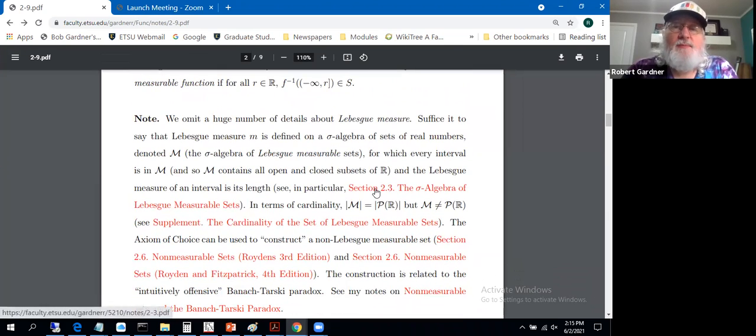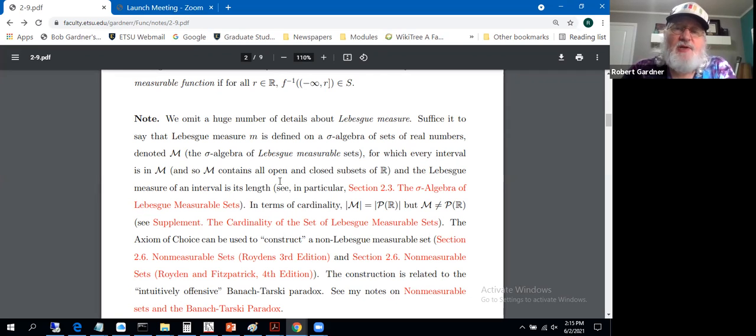Okay, as stated, we'll omit the details about Lebesgue measure, but suffice it to say, we're making some claims here. A Lebesgue measure, which we'll denote with an M, is defined on a sigma algebra of sets of real numbers. We'll denote it calligraphy M. It's called a sigma algebra of Lebesgue measurable sets. Every interval is in that sigma algebra.